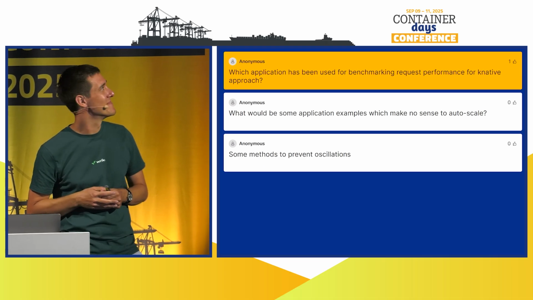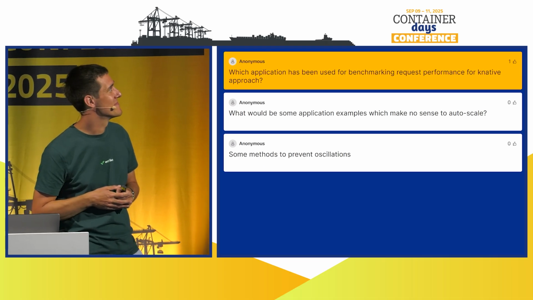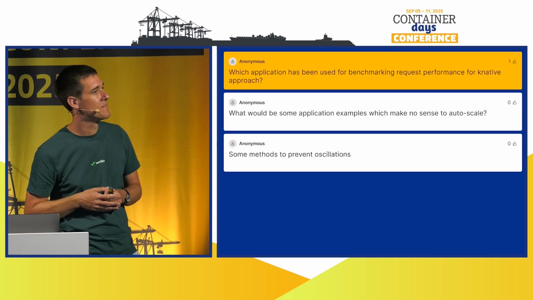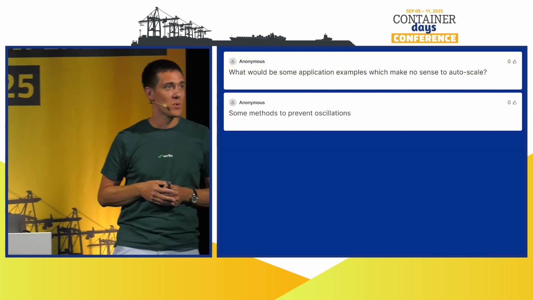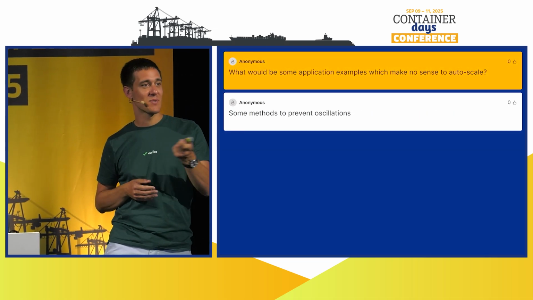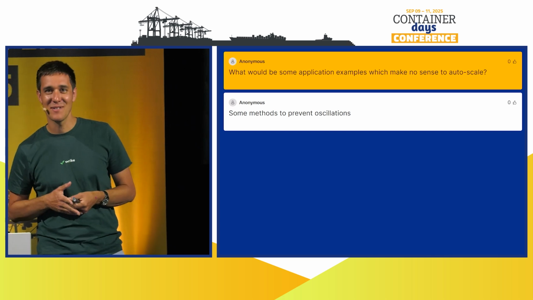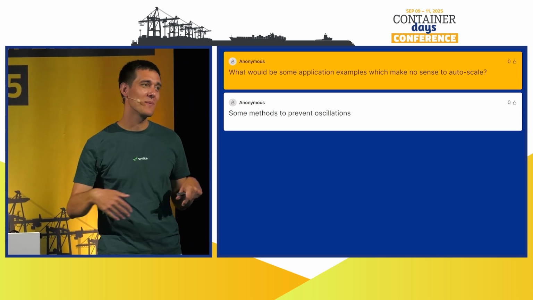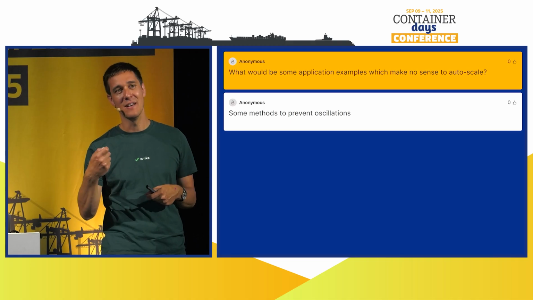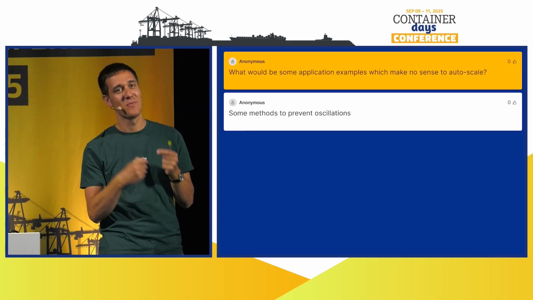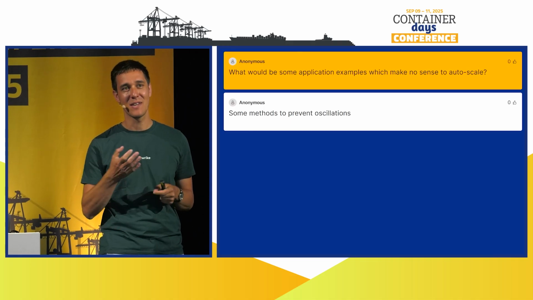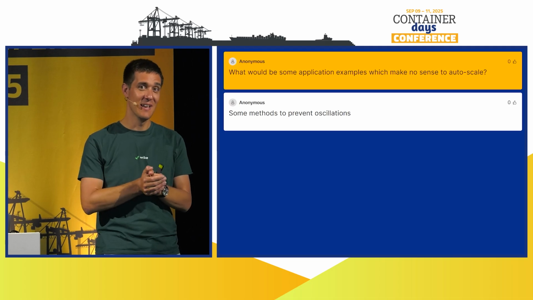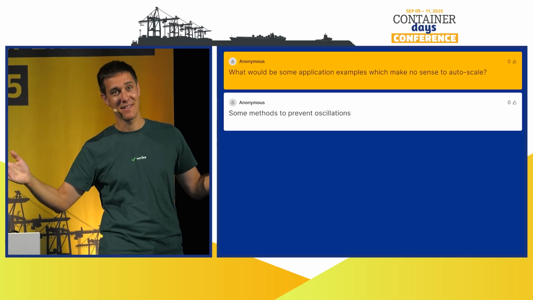Next one is, what would be some application example where it makes no sense to autoscale? Postgres, for example. I've seen a Postgres t-shirt somewhere around our crowd in a previous session. Postgres is a nice example. How can you scale databases if you don't understand the intimate details of how to replicate data? If I have one Postgres instance, does it help that I create 9 more? No.